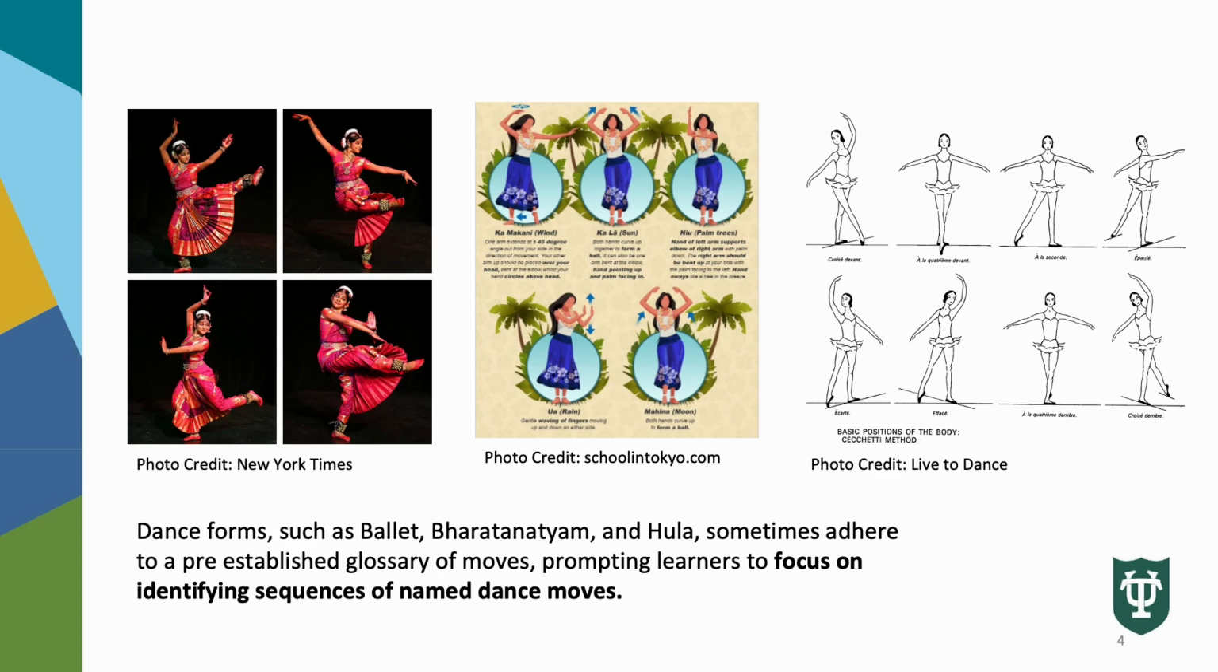Now, certain dance forms such as ballet, Bharatanatyam, or hula sometimes adhere to a pre-established glossary of moves, prompting learners to focus on identifying sequences of named dance moves. Some digital resources for these forms often offer comprehensive video catalogs that include formal names, metadata detailing associated properties like length, type, origin, body parts involved, and significance.